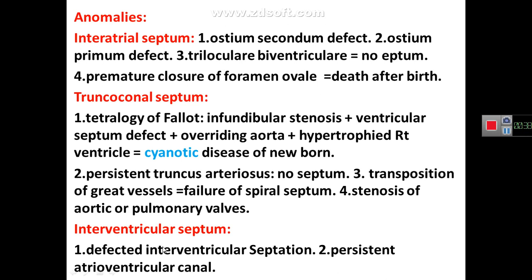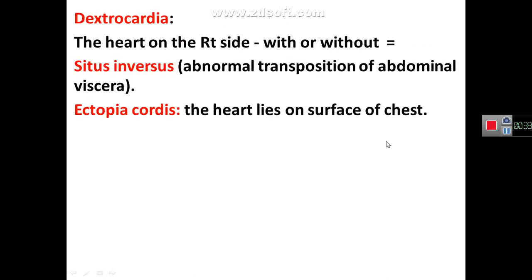Example of abnormalities of the interventricular septum is that there will be no interventricular septum, partial or complete. Or there may be a persistent atrioventricular canal because the cushion is not formed. And you know, one of the cushions gives the membranous interventricular septum. Therefore, persistent atrioventricular canal is associated with absence of membranous interventricular septum. Apart from these, there are many more anomalies that could be described with figures and dynamics. I don't want to get into these.